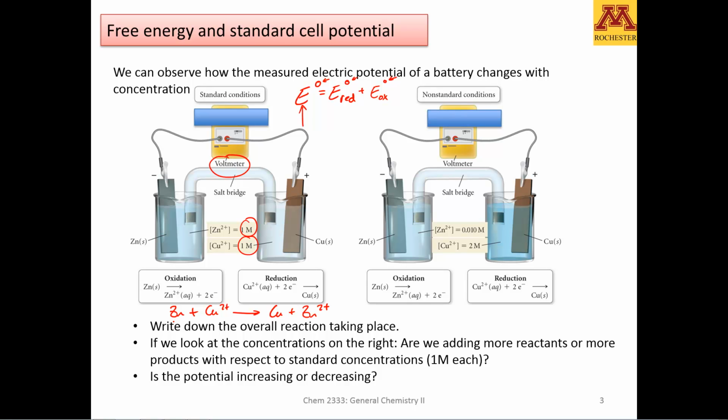So notice that both zinc and copper are solid, so copper 2 plus and zinc 2 plus, if they are at 1 molar, which they are, what the voltmeter is going to indicate is the standard cell potential. So in a way, the standard cell potential gives you an indication of how willing the reactants are to transfer the electrons between the reducing agent and oxidizing agent, sorry.